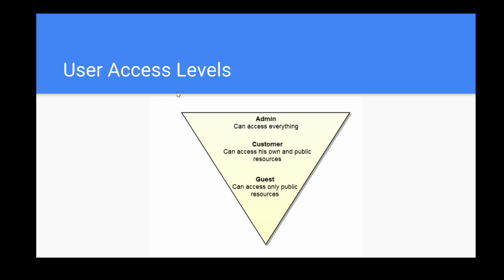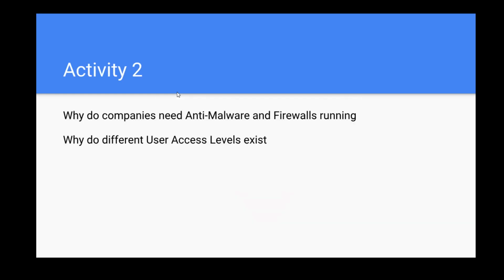So the only people who've got admin access are the people who need to change the settings, modify things, add new users, and keep the network updated. Guest access is available for public resources. So again, if someone's just walking into a company, they shouldn't be able to edit things or change things. They should just be able to access things publicly. So using user access levels correctly is really important.